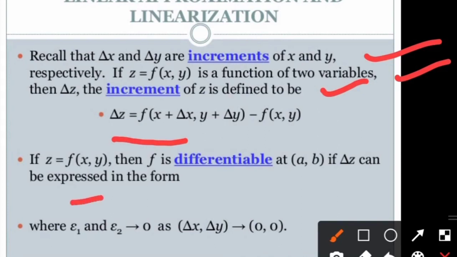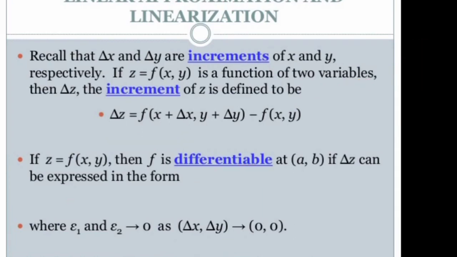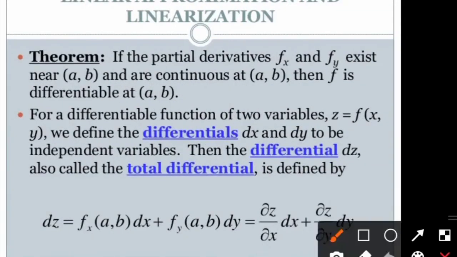If z is equal to f of x comma y, then f is differentiable at a comma b if delta z can be expressed in the form where epsilon 1 and epsilon 2 tend to 0 as delta x comma delta y tends to 0 comma 0. Next one is a theorem. If the partial derivatives fx and fy exist near a comma b and are continuous at a comma b, then f is differentiable at a comma b.